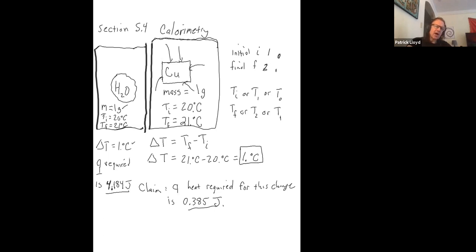meaning that it takes over 4 joules of heat to make 1 gram of water change by 1 degree C, whereas it only takes about 0.4 joules of heat to make this piece of copper change by 1 degree C, assuming the masses are both 1 gram. Okay, so there's some inherent quality about all substances that affects how much heat is required to make it change temperature. And we call that quality specific heat capacity.